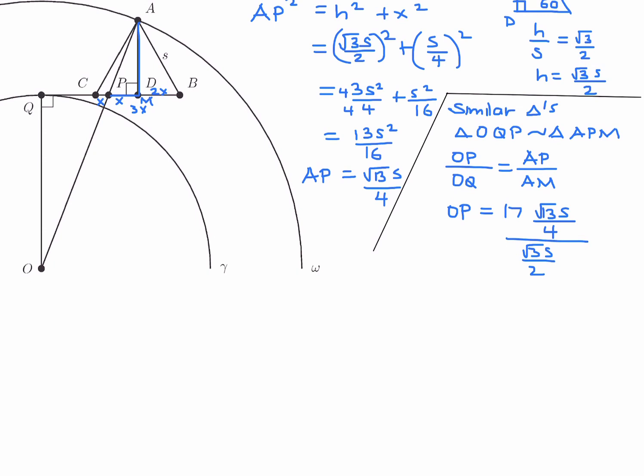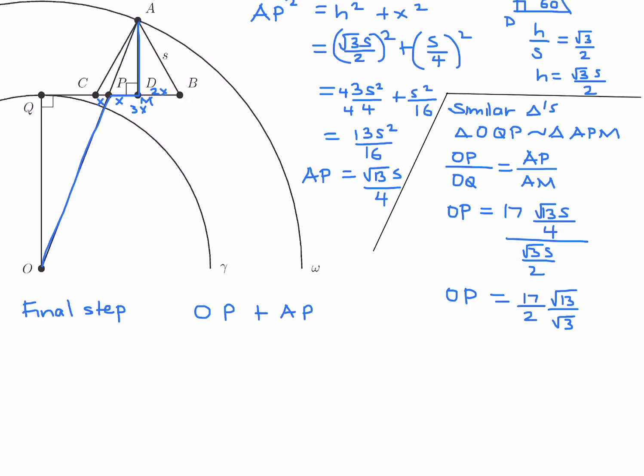And now if I were to simplify that, that simplifies to 17 over 2 root 13 over root 3. The s's will cancel. Okay, we are now, believe it or not, into the final step of this challenging question. The final step is as follows: OP plus AP. What is that? Here's OP and here's AP.